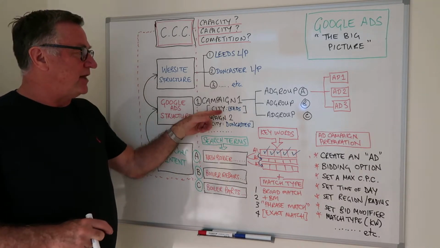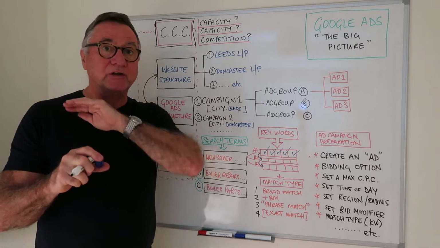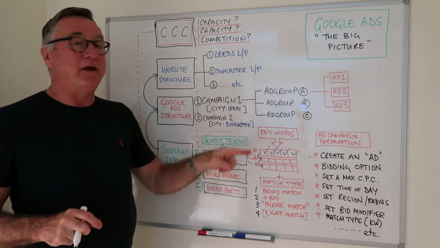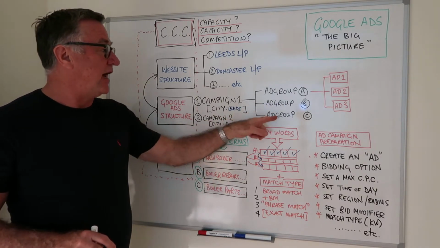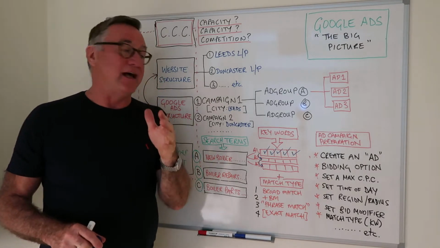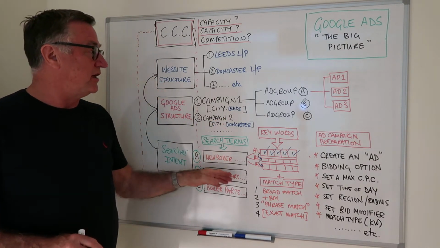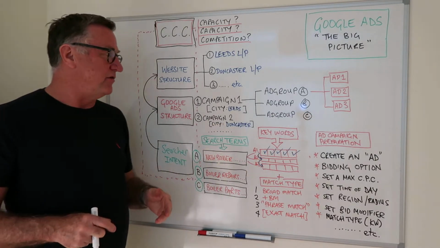You could have a campaign that says we're interested in the campaign being around a city centre called Leeds, and ad group A would be for new boilers, ad group B would be for boiler repairs, and ad group C would be boiler parts. Can you see how there's some thinking that goes into that? And the same if we did Doncaster, we'd have the same mirrored down here. So it's a discussion with your client when you do that.